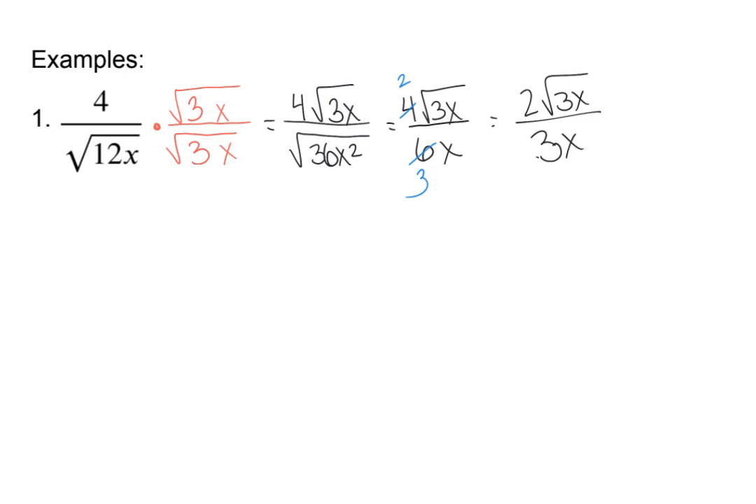You may want to try and reduce here again because these 3x's are so tempting. But remember, this 3x is under a root and this one is not. And if one is under and one is out, we can't reduce. They both would have to be out or they both would have to be under. So I think we are done with number 1.